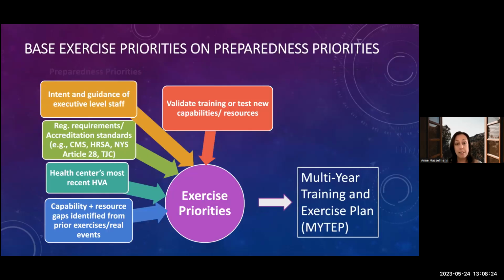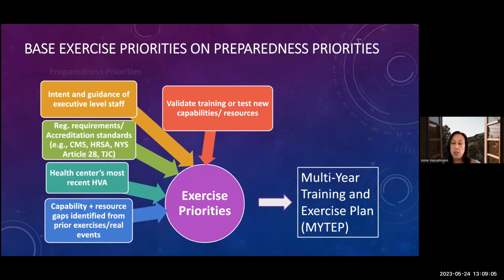So what I say is start kind of from the basics, right? Figure out what it is you want to achieve. So what are your priorities? And your exercise priorities should be based on your overall preparedness priorities. They really need to match up. So the variables that go into determining these priorities are here on the slide. It's really important to understand the intent and guidance of executive level staff. What's important? What are they in support of? Regulatory requirements and/or accreditation standards.